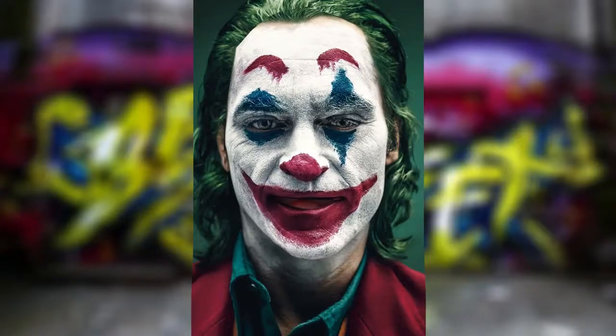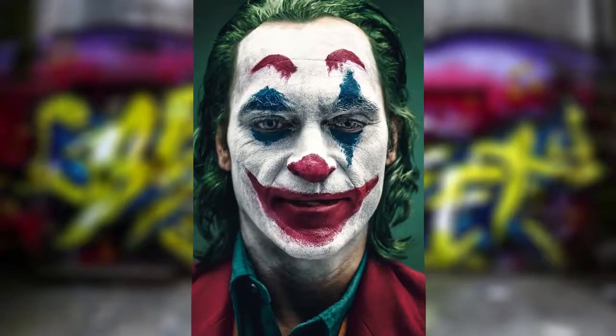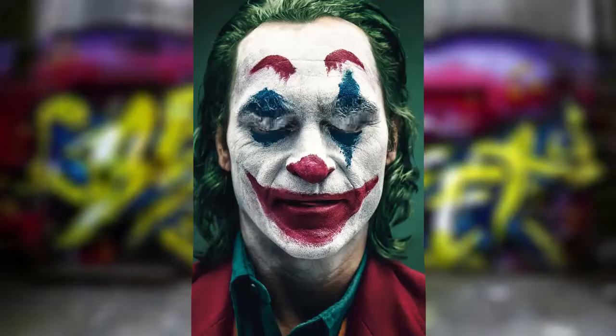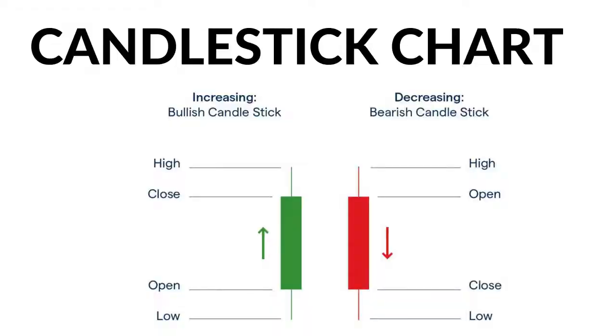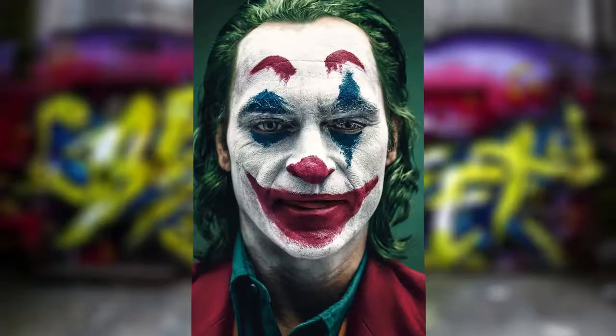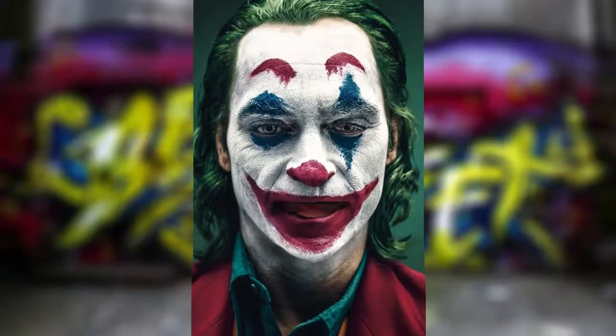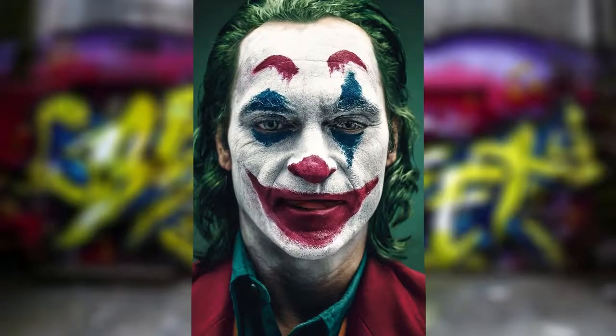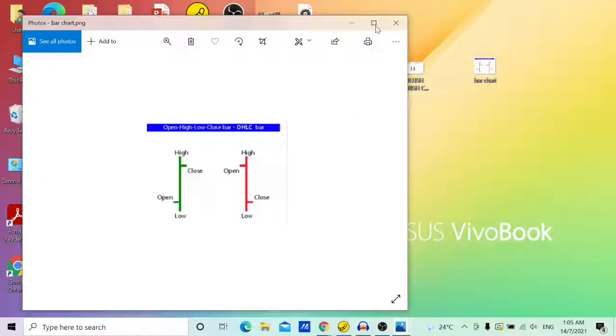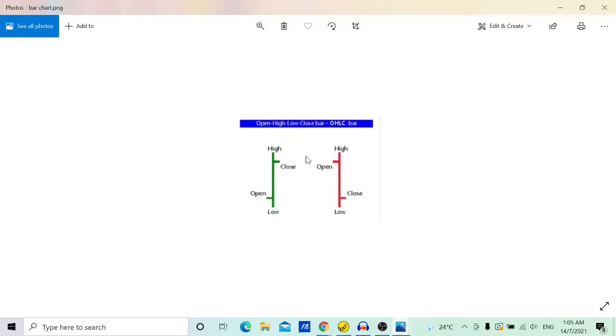Okay, so basically there are two types of chart. One is the bar chart. Number two is the Japanese candlestick chart. For the bar chart, it's not so important, but I'll show you guys. So bar chart is like this, where you can see that the green one is the bull chart, and the red one is the bear chart.